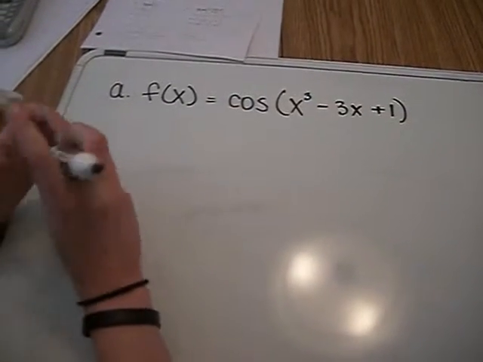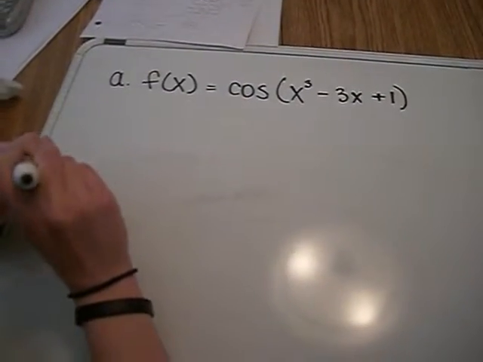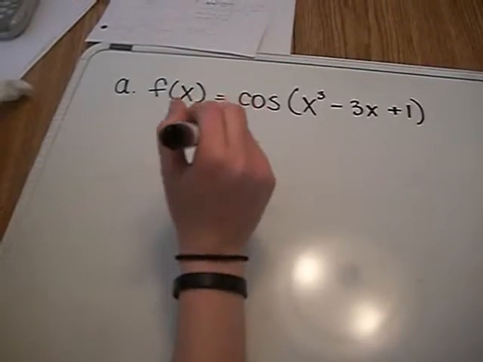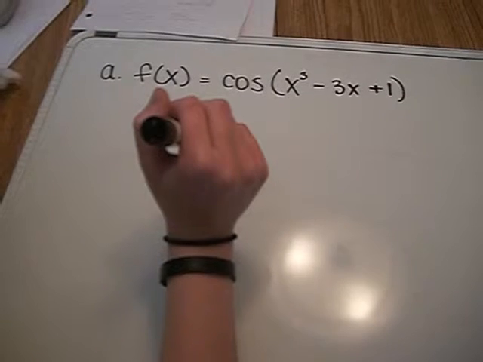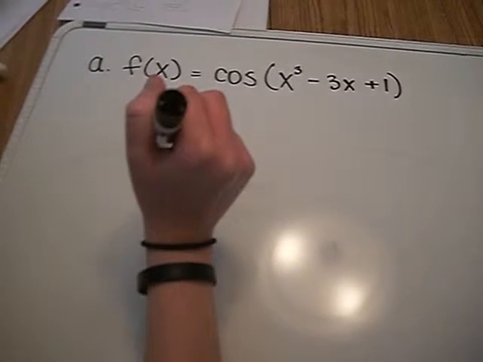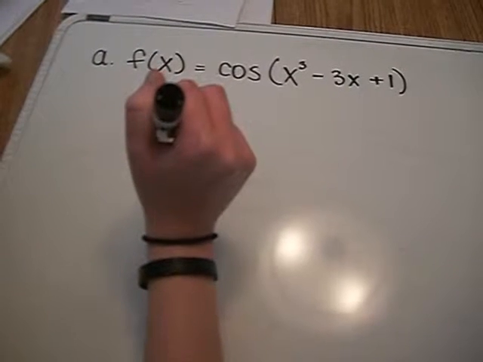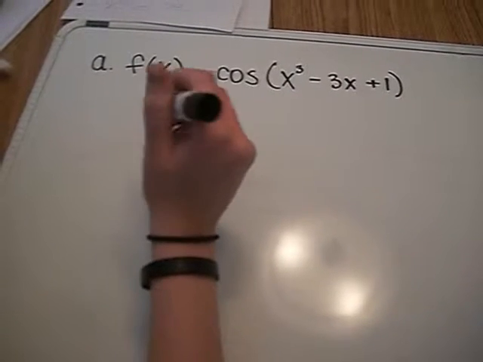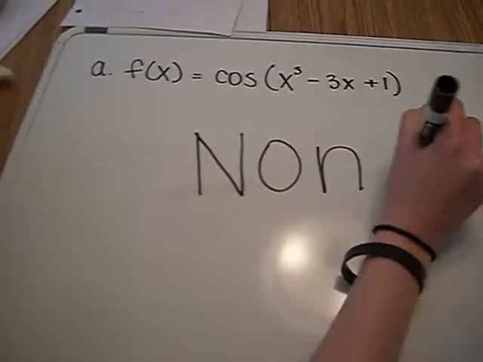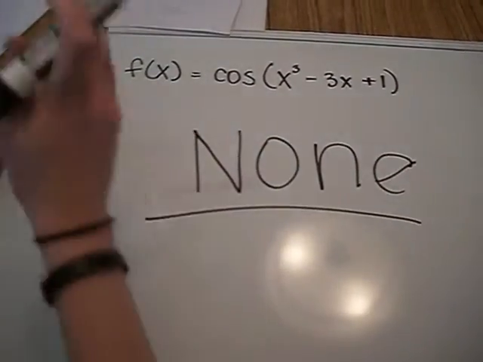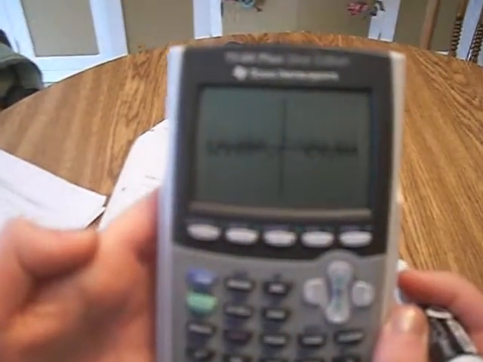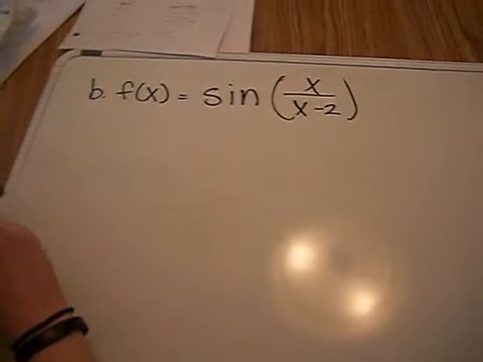For the next 4 problems, we're going to find any discontinuities that there might be in these functions. The first one is a trigonometric function, and basically you need to ask yourself, is there any place that I can't plug in an x value? The answer is no, you can plug in any x value that your little heart desires, so therefore there are no discontinuities. And also, if we look at this graph on a calculator, you can see that the graph is continuous.